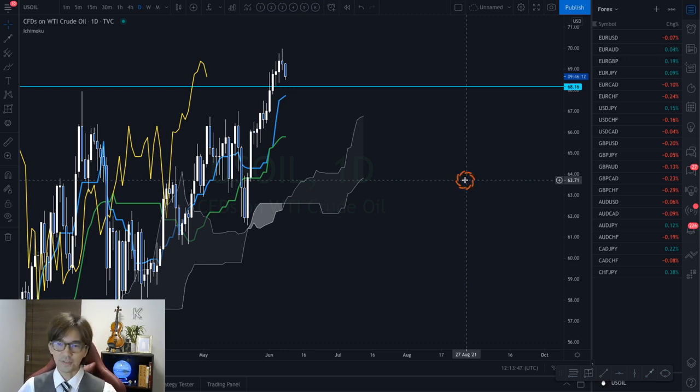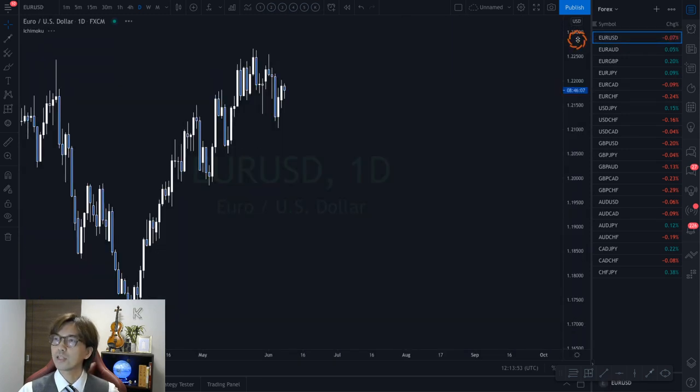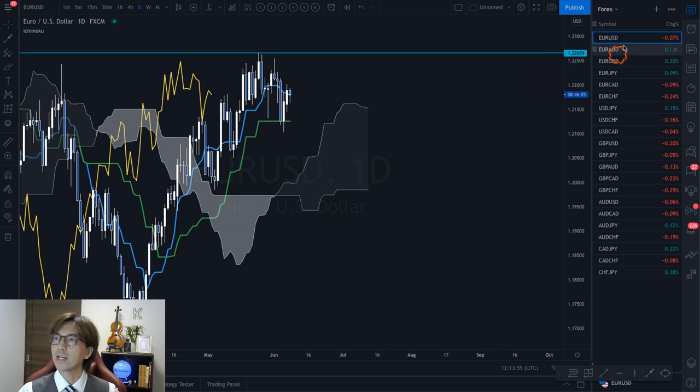Let me practically share with you how I screen these charts. I usually go from the top, Euro USD. I lay out the first six pairs as the Euro base. And then I have USD base, and then pound base currency pairs, AUD base currency pairs, and then CAD base pairs, and also Swiss franc base pairs. So this is how I lay out these pairs.